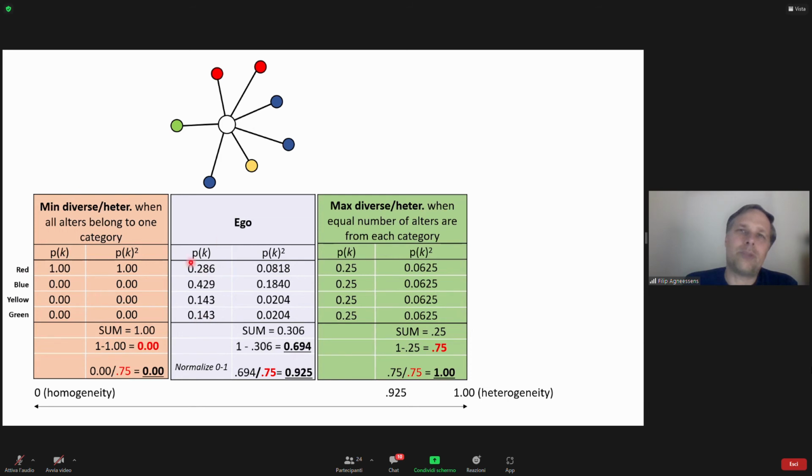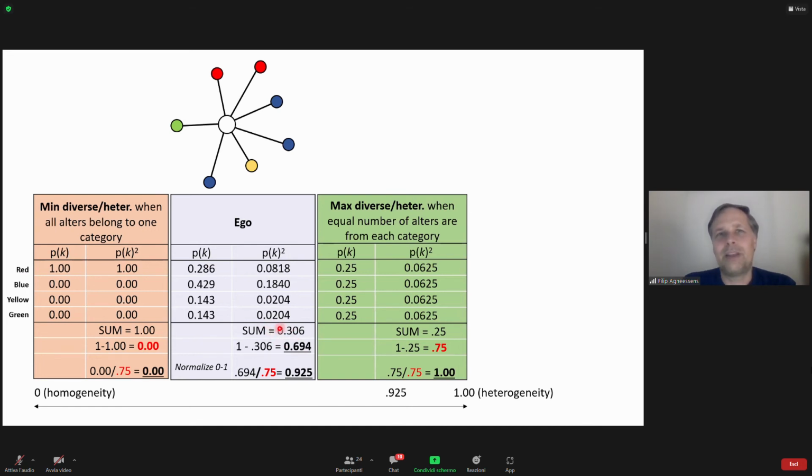So that's not what will give me the diversity. What gives me the diversity, the variation among my alters, is to take the second power of that. So I do 0.286 times 0.286, which gives me 0.081. And I do 0.429 times 0.429, to the second power. So that's the second power that gives me this. And this to the second power and this to the second power. And I take the sum of that. Is that okay? So I take the sum of that and that gives me something. What does it give me?